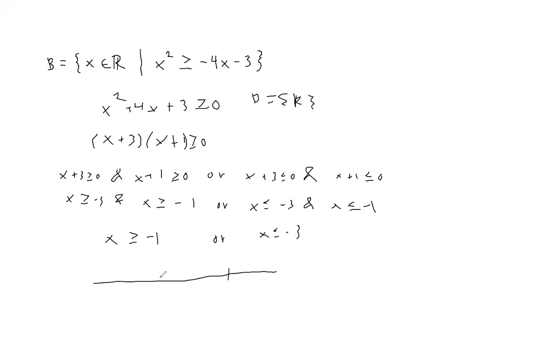So I plot -3 and -1 on my number line, and because they're real numbers, I'm going to do a solid dot because I've got this little equal bar and everything to the right of my -1, and then a solid dot and everything to the left of -3. And this is how your graph should look.